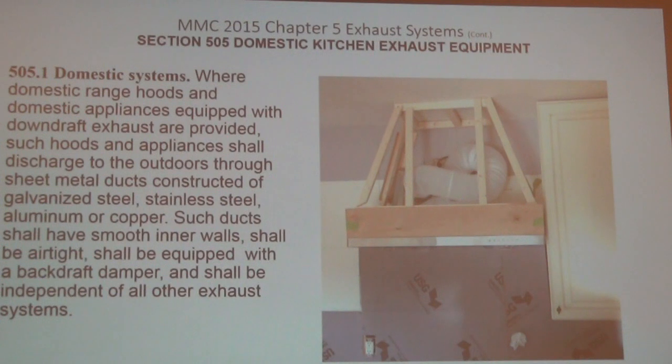And he said, why? Because I want to make sure that it's done in smooth sheet metal as the code requires. And it says right there that sheet metal ducts shall be constructed of galvanized steel, stainless steel, aluminum, or copper. Such ducts shall have smooth inner walls, so we can't even use that corrugated aluminum stuff that sometimes people will use. And shall be airtight and equipped with a backdraft damper, and shall be independent of all other exhaust systems. So that is very important.